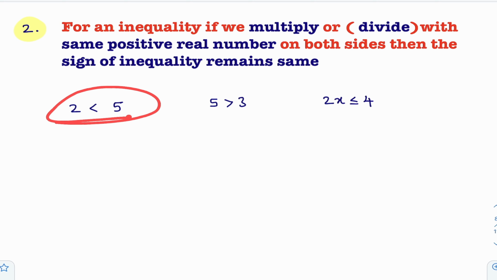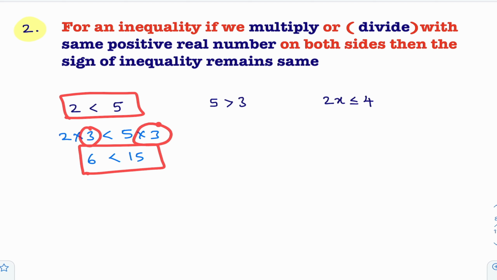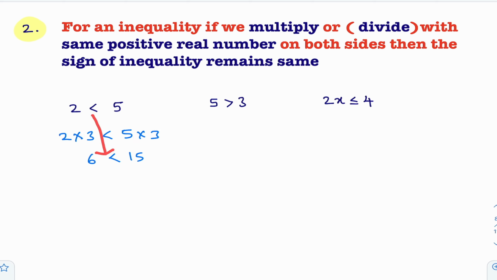You take one positive quantity, take 3, and multiply with the same positive real number on both sides. 2 into 3 is less than 5 into 3. 2 into 3 is what? 6. 5 into 3 is what? 15. 6 is less than 15, right? Is it true? Yes, this is a true inequality. After multiplying with the same positive real number on both sides, the sign of inequality remains the same.